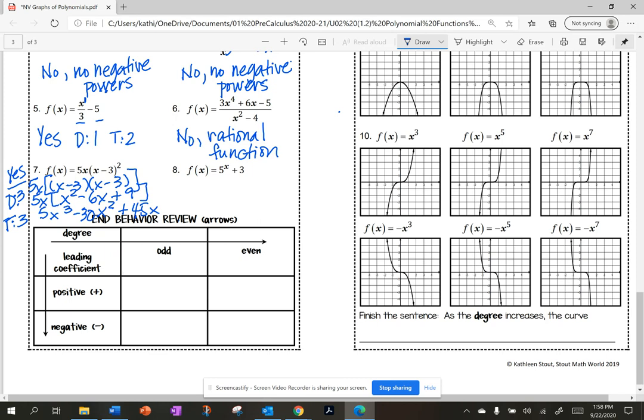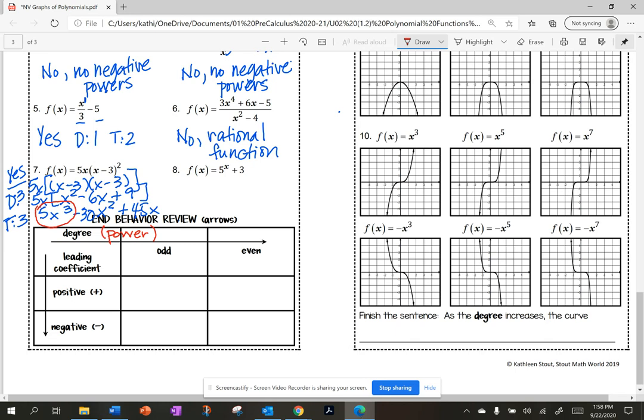Okay, so reviewing the end behavior we had from the last unit, I'm looking at the leading coefficient. So let's take a look. On this one, I'm looking at the degree. I want to know, is the degree even or odd? This is the power. And I want to know if the coefficient, the number in front of the variable, is positive or negative.